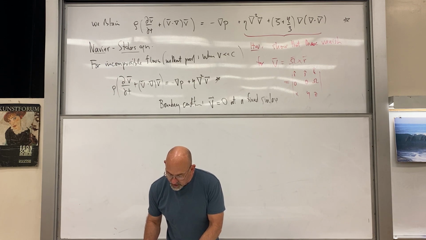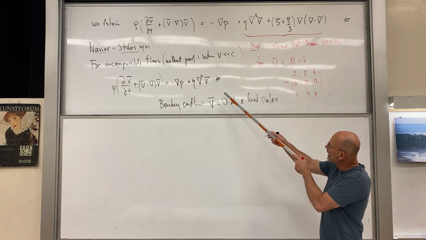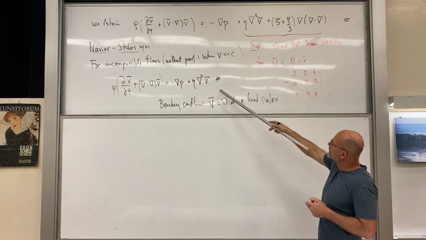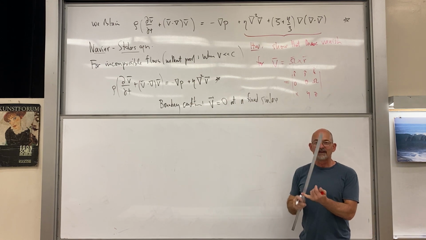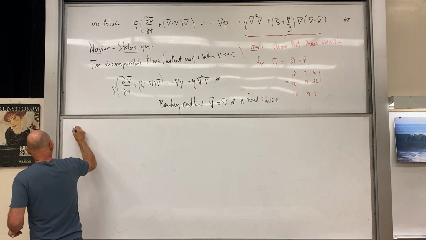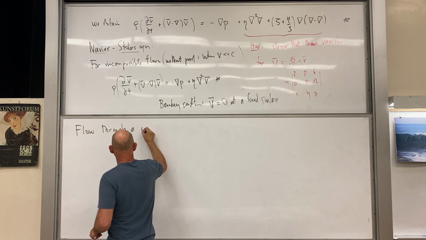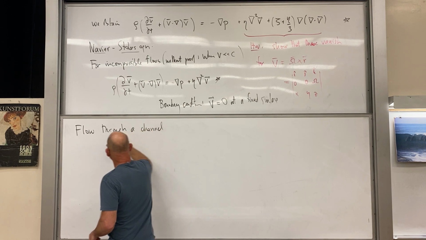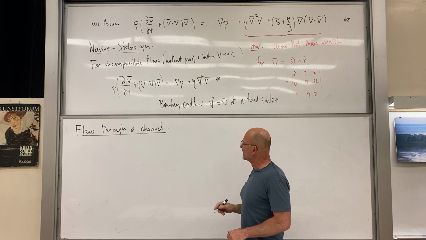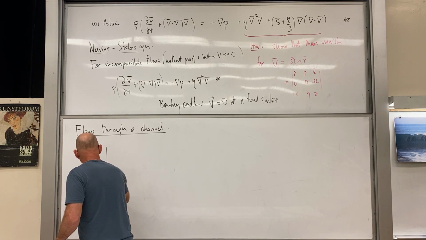What we'll do next is a couple of solutions of this equation here, the Navier-Stokes equation, incompressible flow, for channel flows and for pipe flows. So, flow through a channel. This is a really important example that'll make a number of things clear. So for the flow through a channel, what we're going to do is set up like this.